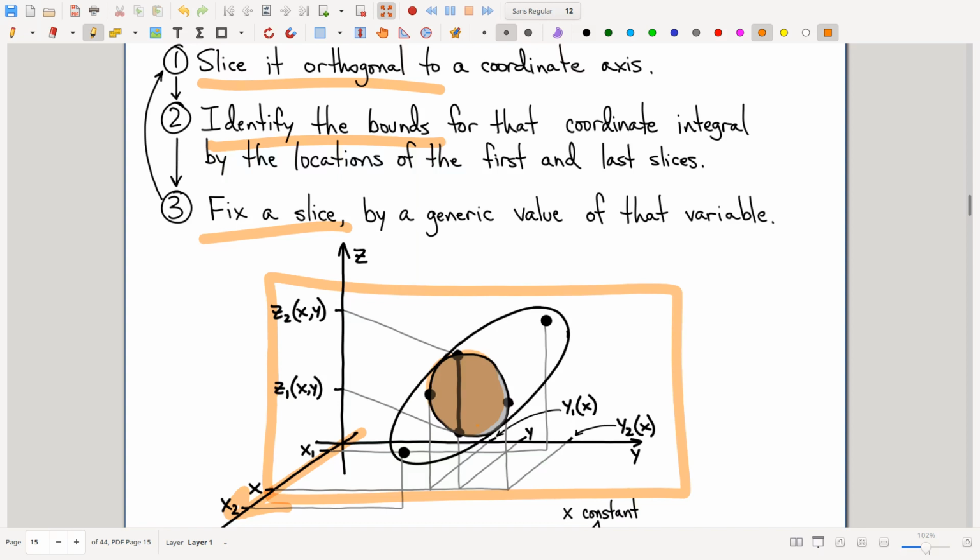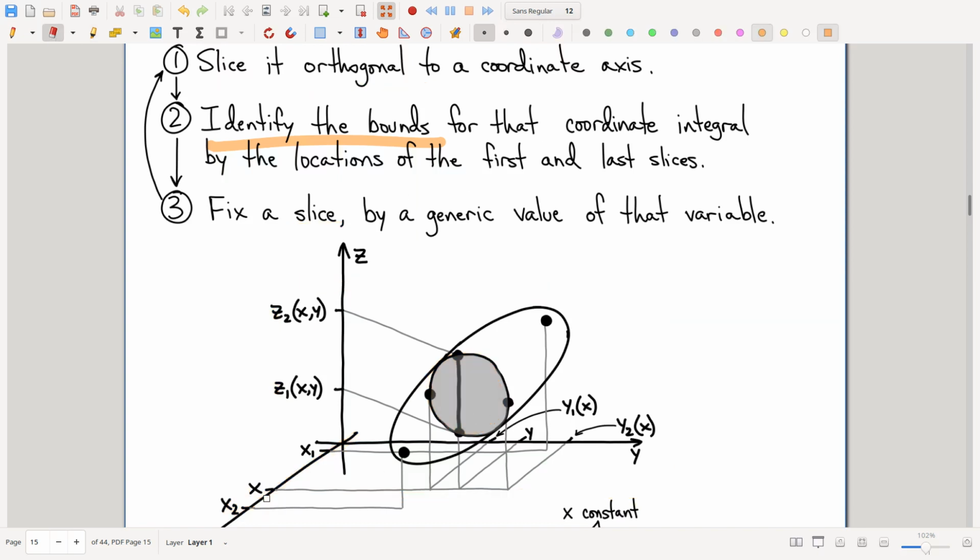Okay, so now that's what the slices look like. Let's think about what the bounds are. The very first value of x corresponds to, well, where is that very first slice? As I'm slicing perpendicular to the x-axis here, there's going to be a first one, which, given the roundish shape of this thing, will be a point on the back side there. That's where there's the smallest value of x.